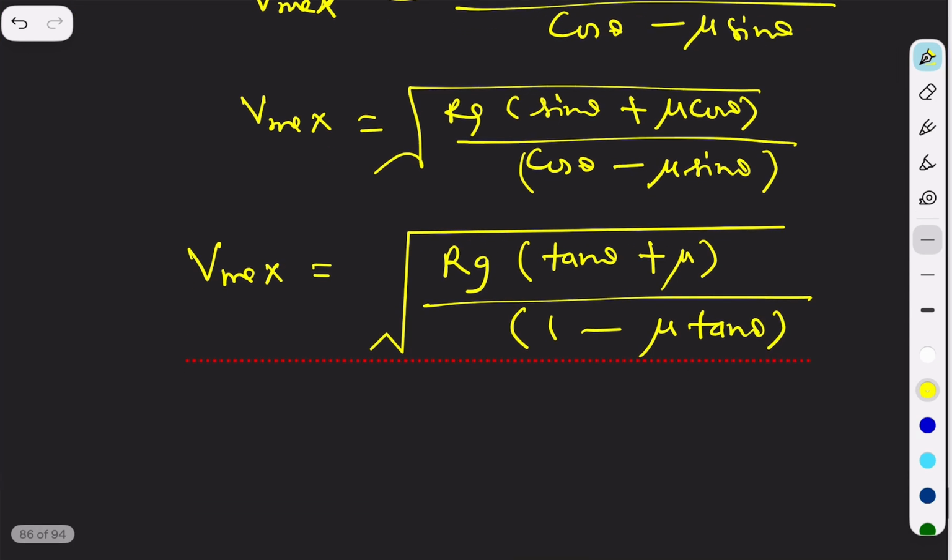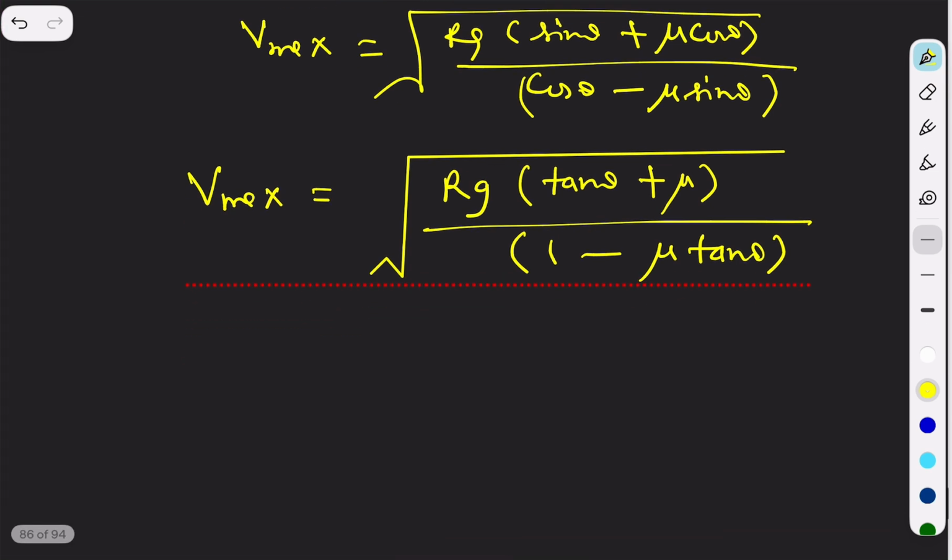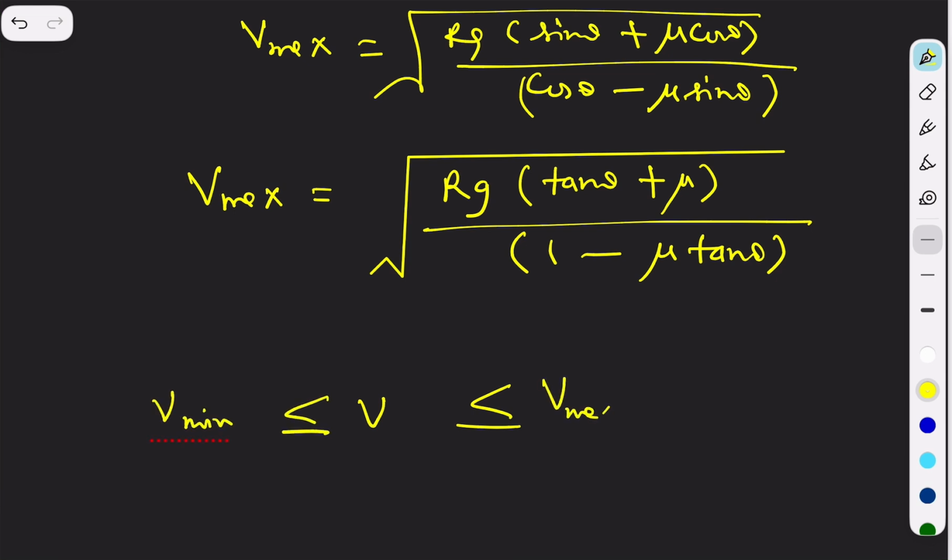So if you want to take a turn on a banked road where friction is significantly available, in that case you will not have a single specific speed to take the turn on the road. Rather, you will have a range of velocity with which you can easily take a turn, which is more practical and more suited for the designing of a road. So the velocity v can be less than or equal to v max, and greater than or equal to v min.